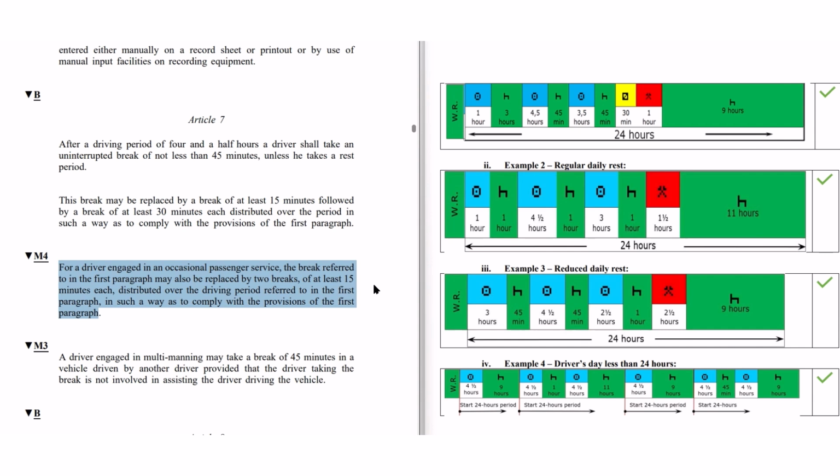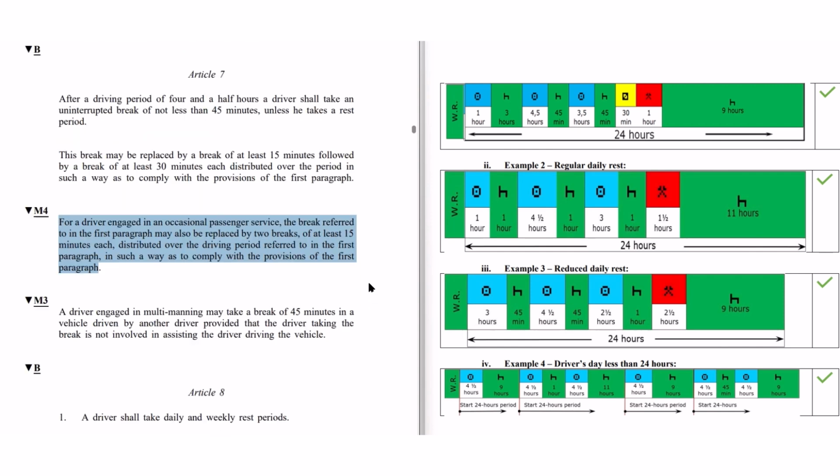So, what does this mean? You can split your break into any two parts of at least 15 minutes that suit your schedule. Examples: 20 plus 25 minutes, or 26 plus 19 minutes. This rule makes it easier for bus drivers to take their breaks flexibly. Let's move on to Article 8.